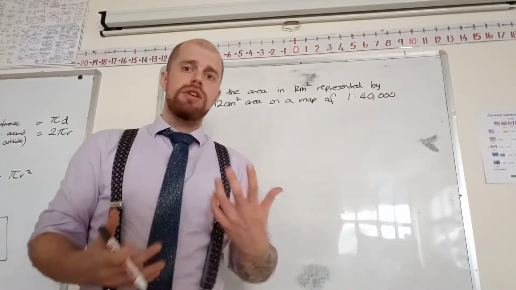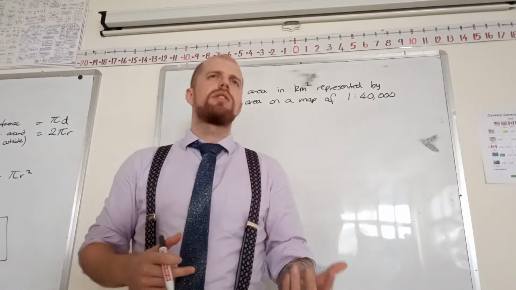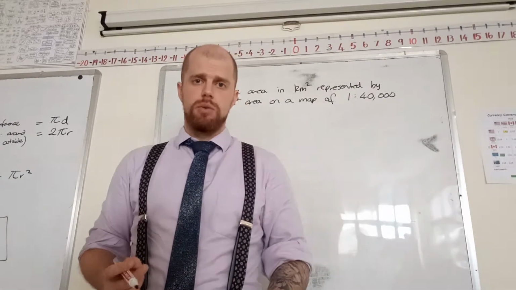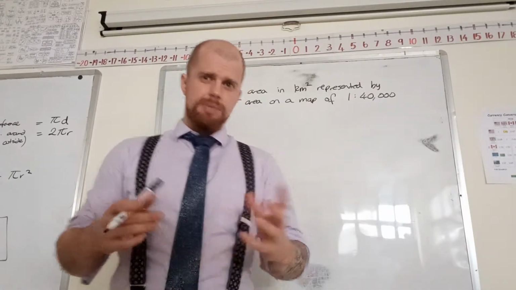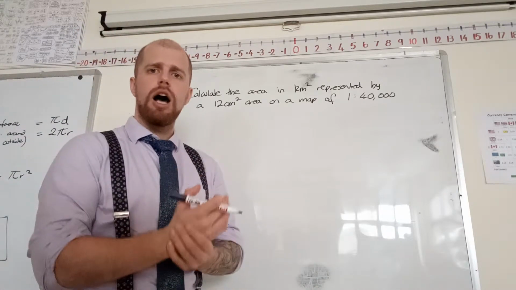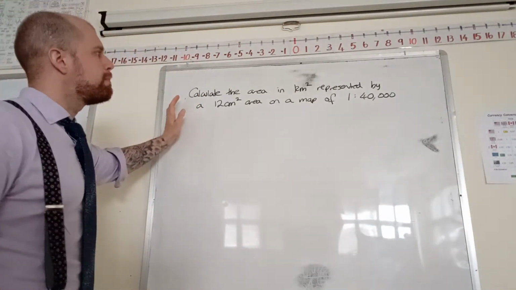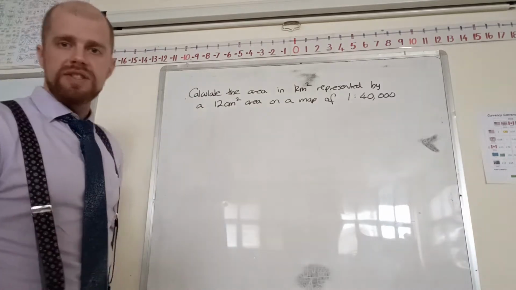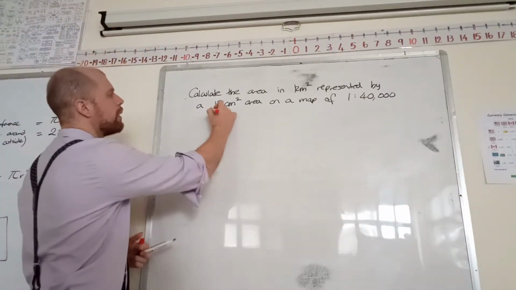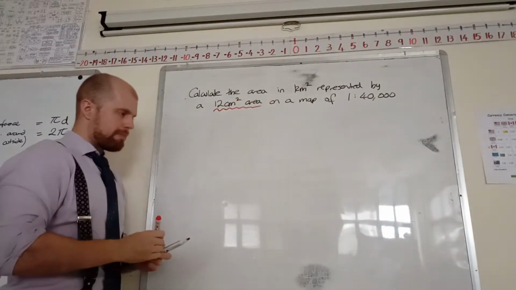Maps and ratios with maps are sets of questions that students in general really struggle with. In this particular question, it's very, very typical in an exam. We have an area on a map of 12 centimeters squared. So I'm just going to underline that. Yeah, we have an area of 12 centimeters squared on a map.